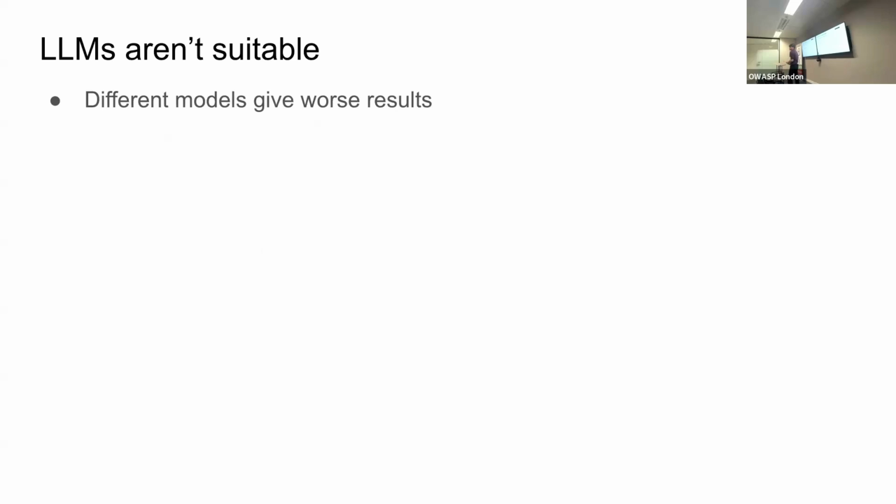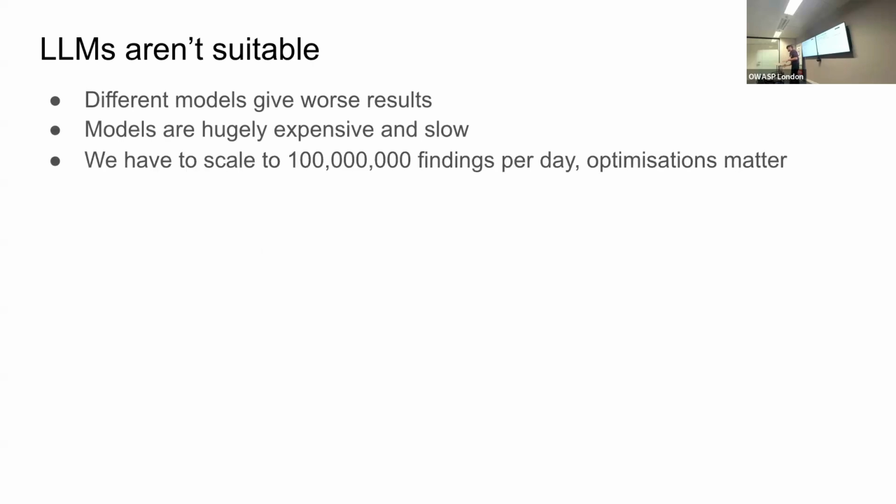Firstly, experimenting with different models, either professional models using APIs or other specialized models, generally give much worse results as well. This was one of my better examples. Models are hugely expensive and slow. And finally, we have to scale up to 100 million findings per day in this scenario. We cannot spend a minute processing 8 findings. So we really have far, far too slow and very, very expensive. Even if we want to ship it out to a server farm, that will cost huge, huge amounts of tokens. So we got to find a much better way.